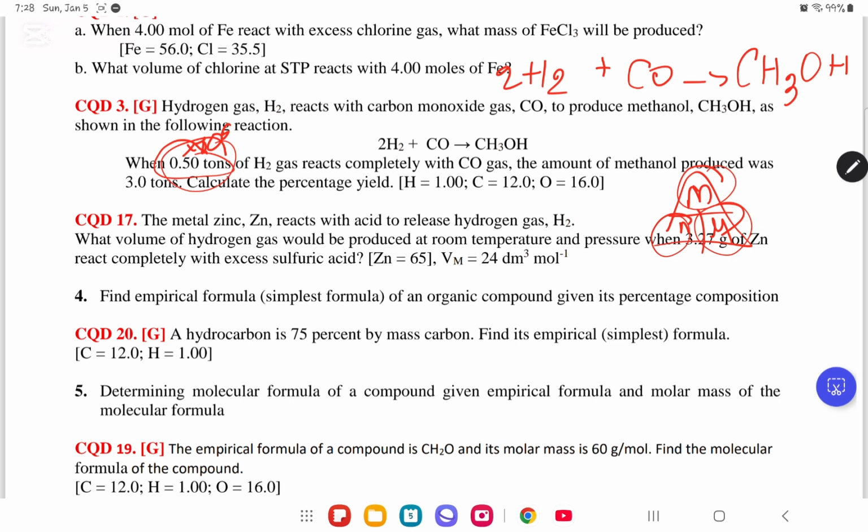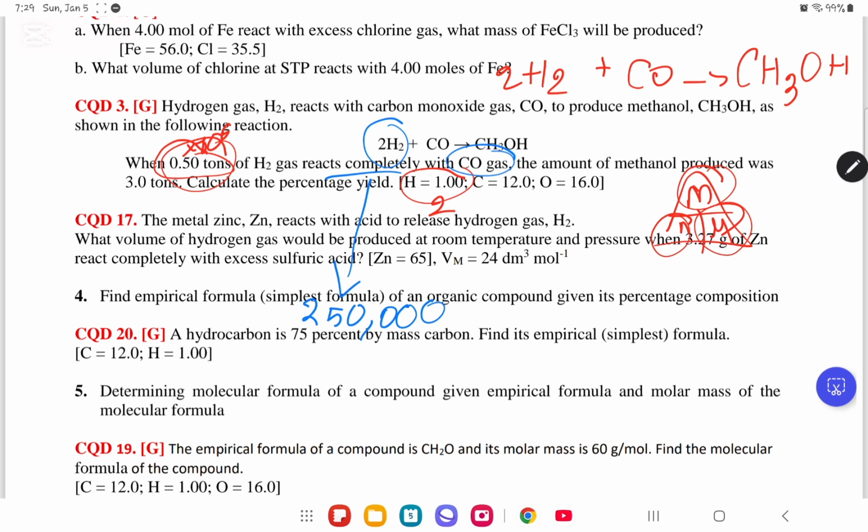Now what is the molar mass of H2? It is 1 for a single H, but H2 will become 2. So we take 0.5 times 10 to the power of 6, which is 500,000 grams, and we divide it by 2. That means the new number of moles of 2H2 is 250,000. They said it reacts completely with CO gas.